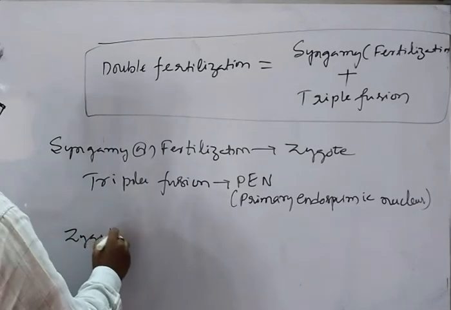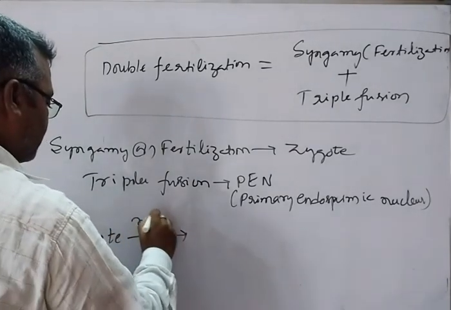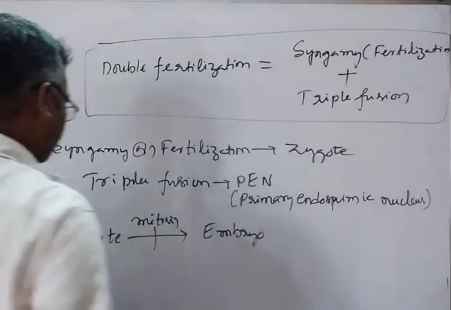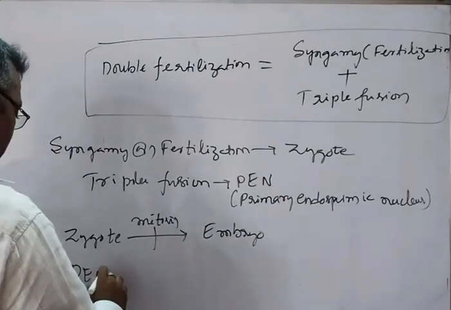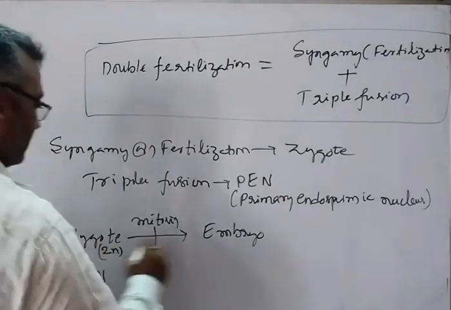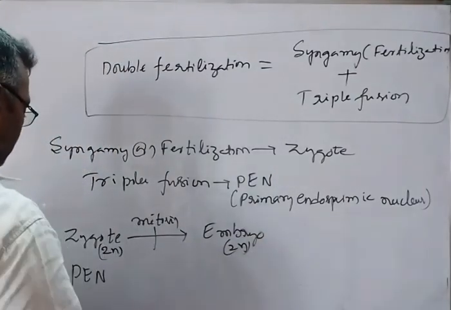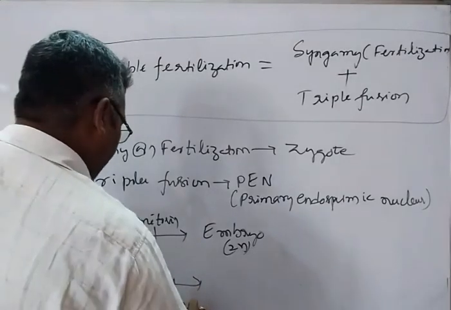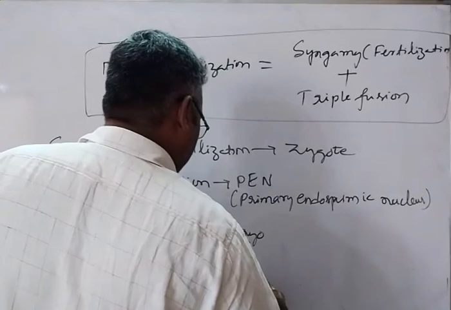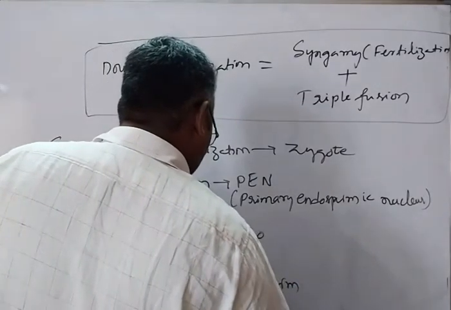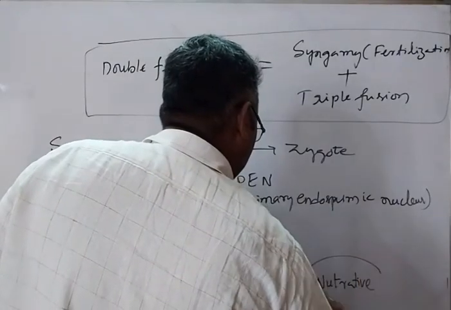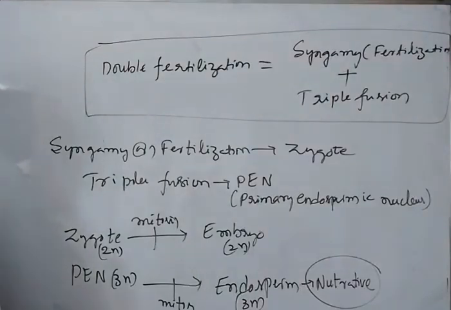Zygote by mitosis gives embryo. Zygote is diploid. PEN is triploid. By mitosis it gives endosperm. This is triploid. Endosperm is nutritive. It supplies nourishment for the developing embryo.